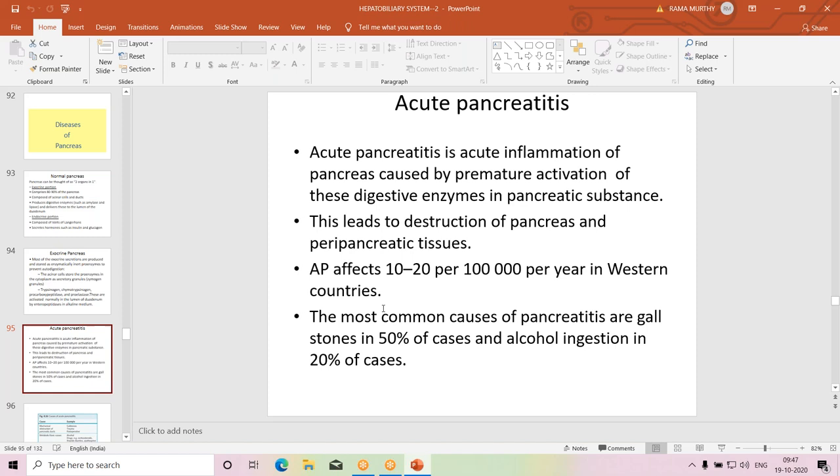So acute pancreatitis affects 10 to 20 per 1 lakh population in Western countries. The most common causes of pancreatitis are gallstones and alcohol ingestion, chronic alcoholism. These two account for 70 to 80% of cases of acute pancreatitis. Acute pancreatitis may be mild, it may resolve. It is self-limited, it could resolve.